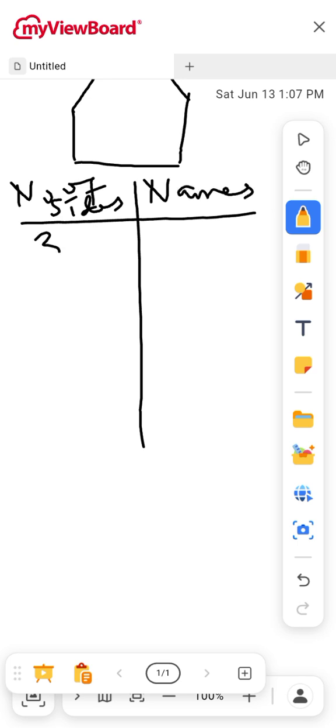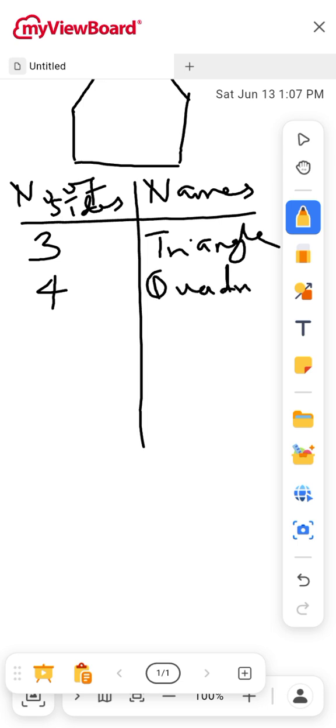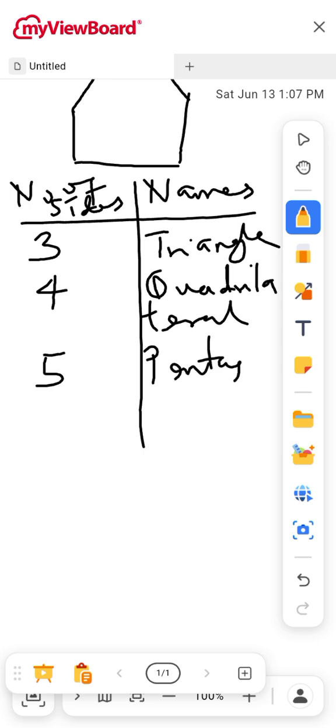If it is a three-sided polygon, they refer to it as a triangle. If it is a four-sided polygon, it is called a quadrilateral. Quad means four, and lateral means sides. Quadrilateral, that's four sides. Examples are rectangle, square, kite, rhombus, trapezium, and parallelogram. We also have a five-sided polygon, referred to as a pentagon.